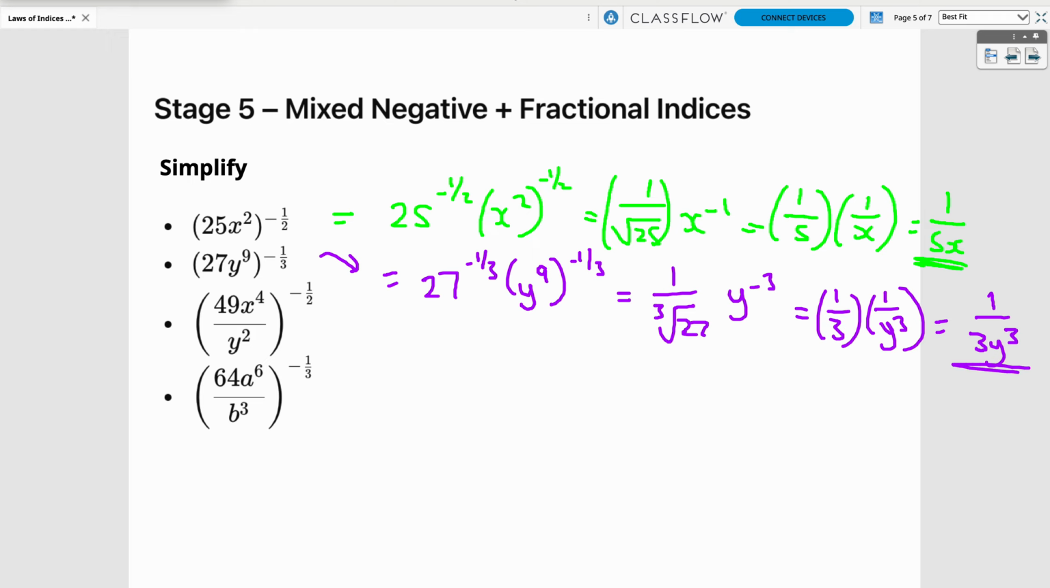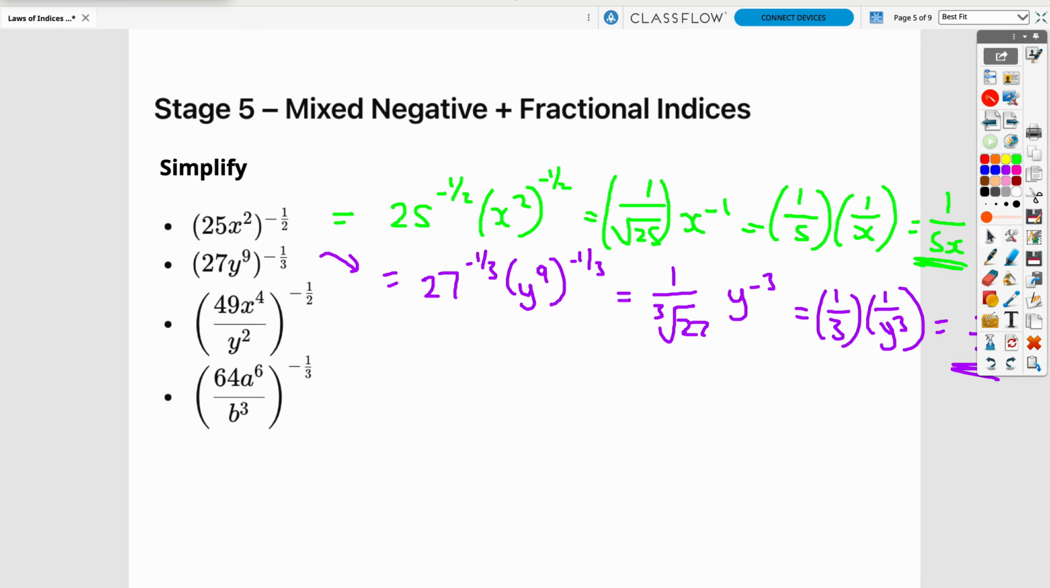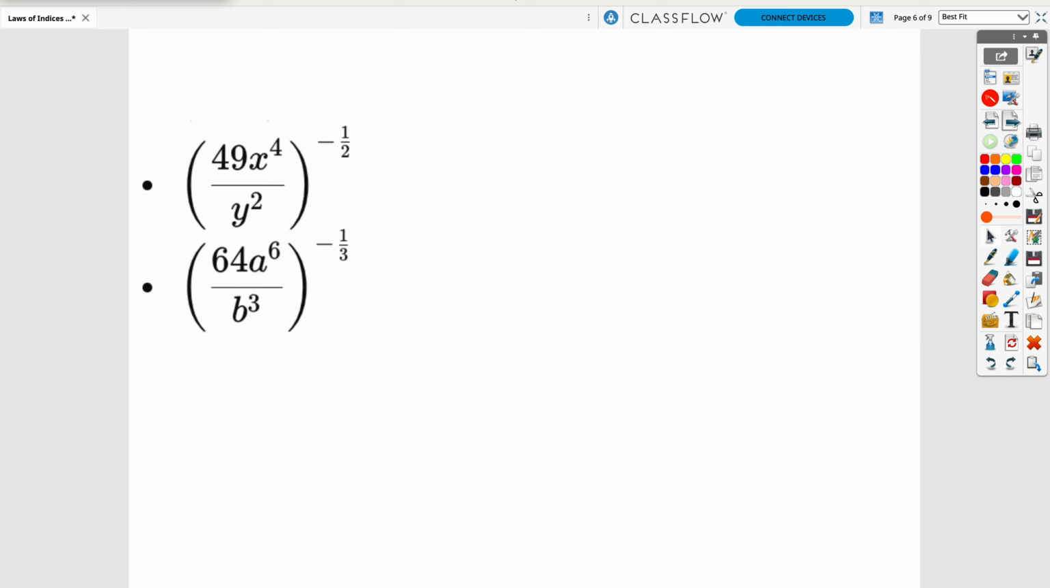3y cubed. For these final two questions, I'm going to need to go and have a bit more space because you can see how complicated these are. What I'm going to use is the fact that if you've got a fraction and you raise it to the power of negative 1, that actually does 1 over that fraction. And we mentioned earlier that that just flips the fraction.